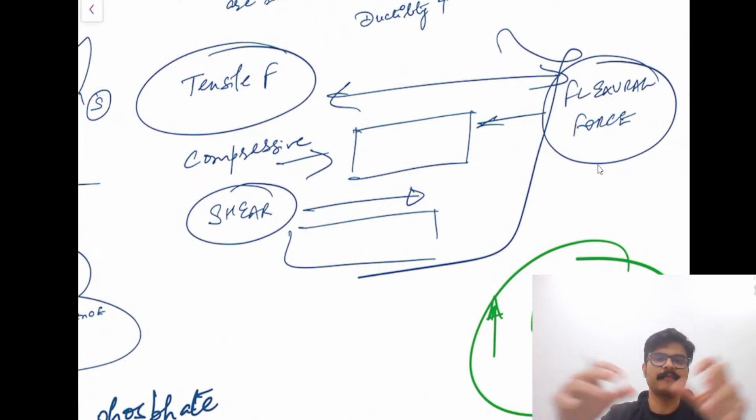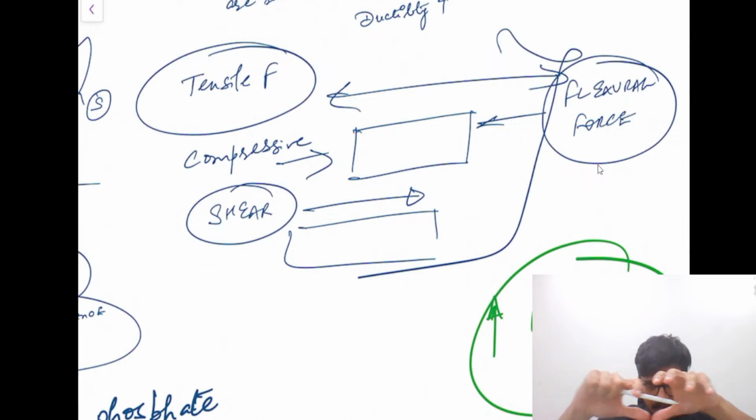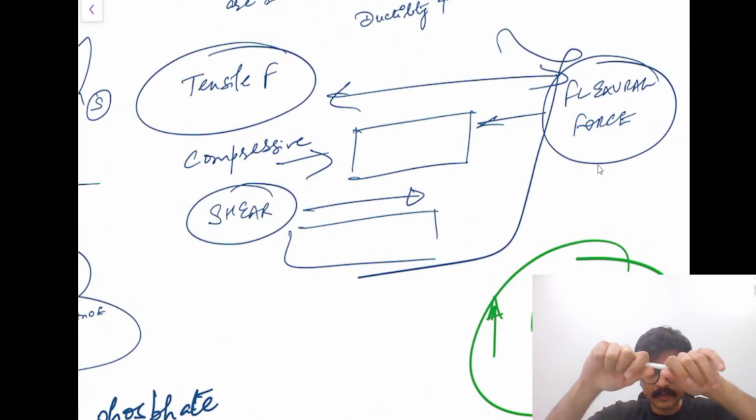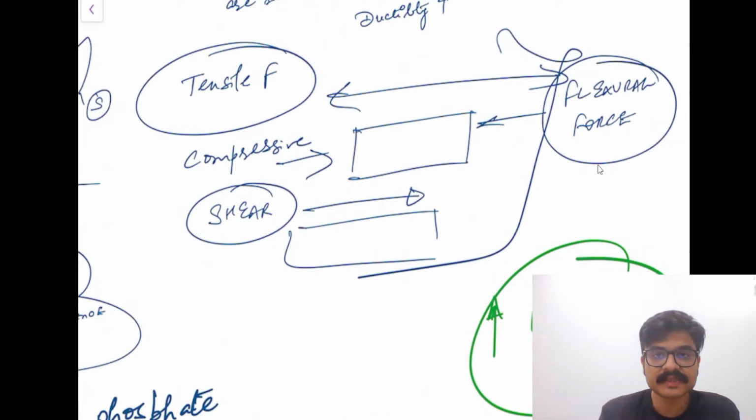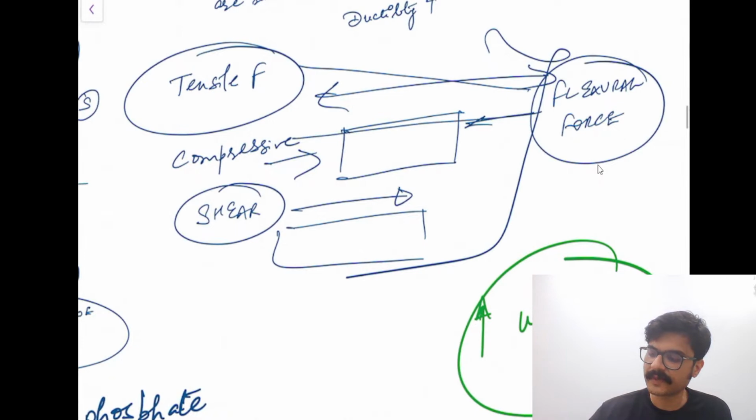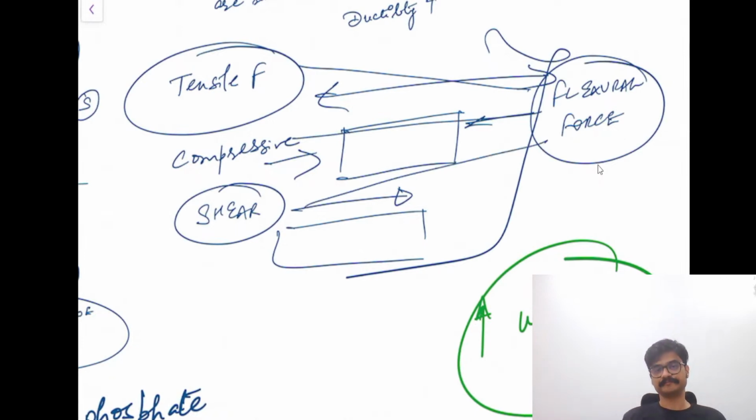So if I'm trying to bend this pencil, or this beam of rod, I'm trying to flex this. On the outer curvature, there would be tensile stress. On the inner curvature, there would be compression. And of course, some shear forces will be acting along the vector of shear stresses, acting parallel to the surface. Right, guys? So flexural force represents a combination of tensile, compressive, and shear.